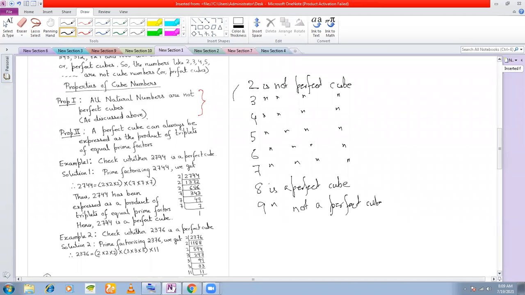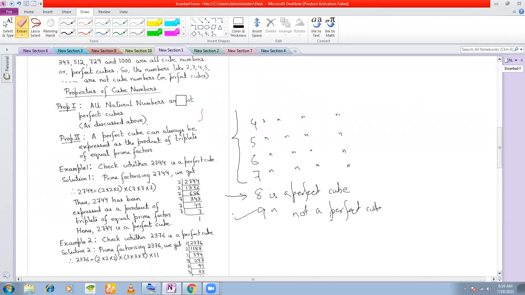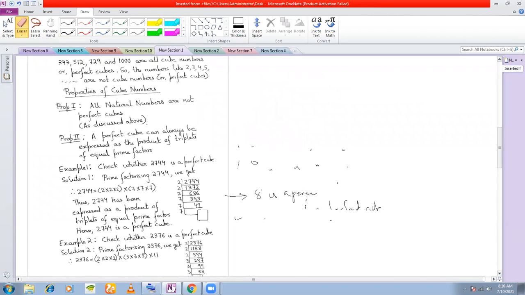So what do you see? Between 2 to 7, you don't have any perfect cube. 8 becomes a perfect cube. Again, 9 is not a perfect cube. And similarly, 10 is not a perfect cube, and so on. That means all natural numbers are not perfect cubes. Only certain numbers are perfect cubes. Just like in the case of perfect squares, there are only certain numbers that are perfect squares. Similarly, in the case of cubes also, there are only certain numbers that are perfect cubes. Not all the numbers are perfect cubes.